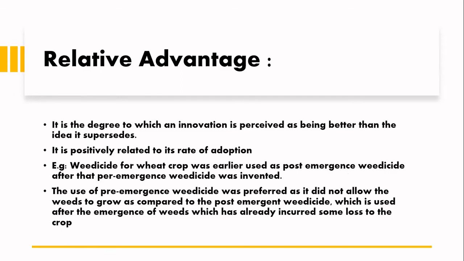Therefore people adapt highly to pre-emergence weedicide. Use of pre-emergent weedicide was preferred as it did not allow weeds to grow, compared to post-emergent weedicide, which is used after emergence and has already incurred some loss of crops. Sorry, I had some cough today. So the people were very happy to work with pre-emergence weedicides rather than post-emergent weedicide. That means it had a comparative or relative advantage over post-emergence weedicide.